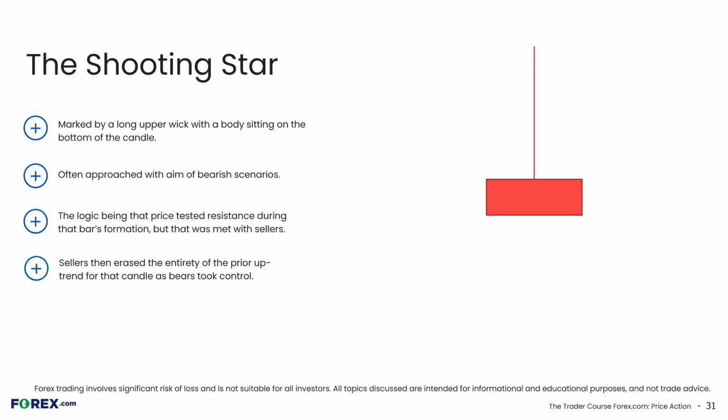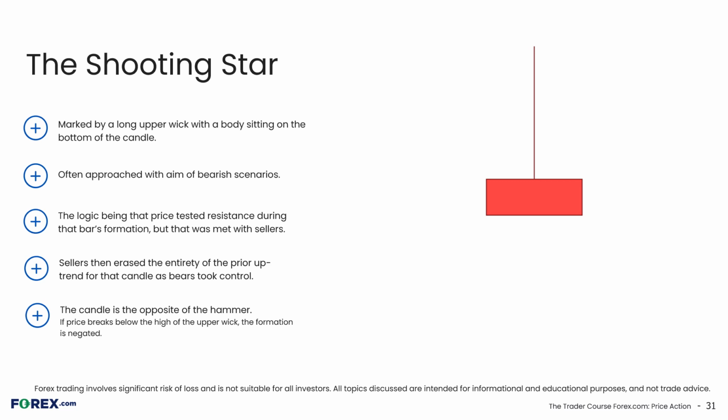The shooting star differs from the evening star, as the shooting star is only a single candlestick, while the evening star is a sequence of 3 candlesticks. But both are similarly tracked with the aim of bearish reversal potential. The hammer is often approached with bullish aim due to the failure from bears to drive after a support test. The shooting star is the exact opposite, as buyers failed to drive the breakout and sellers offset the entirety of that candle's gain to close the period in the red.